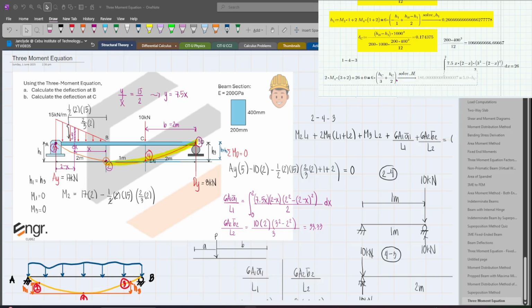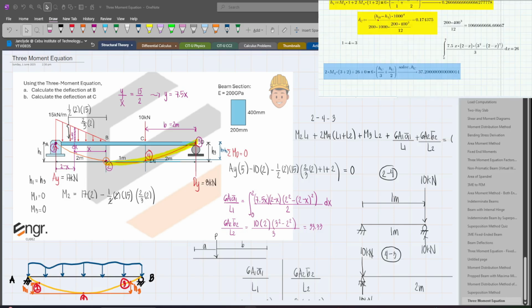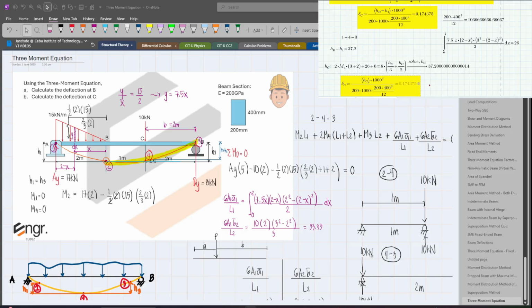So solve H sub C. We would get 37.2. Which is, di ba, same lang kanina. Yung nakuha natin na value was 37.2. H sub B minus H sub 1. Pakita ko lang. Ayan. 37.2. So again, alternatively, the deflection at C is equal to ito na lang, H sub C. Then same parameters pa rin kanina. So 0.17435. Same lang yung dalawa.